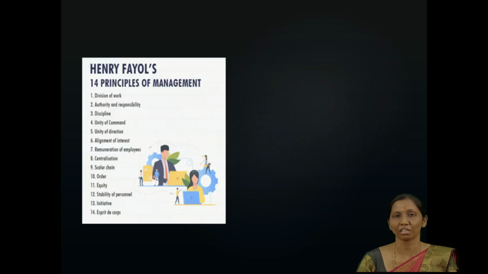Next, we will see what are the 14 principles given by Henry Fayol to management. First, division of work; second, authority and responsibility. Third one is discipline. Fourth one is unity of command. Fifth one is unity of direction. Sixth one is alignment of interest. Seventh one is remuneration of employees. Eighth one is centralization. Ninth one is scalar chain. Tenth, order. Eleventh, equity. Twelfth, stability of personnel tenure. Thirteenth one is initiative. Then the 14th one is esprit de corps. Let us see one by one, what is division of work first.